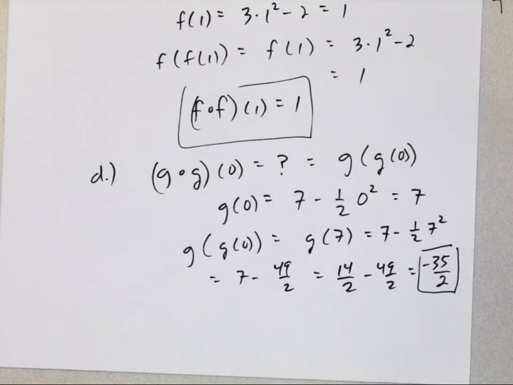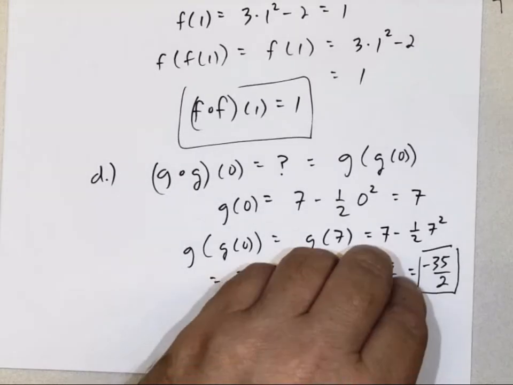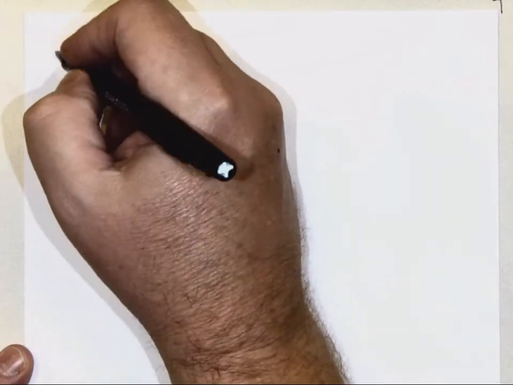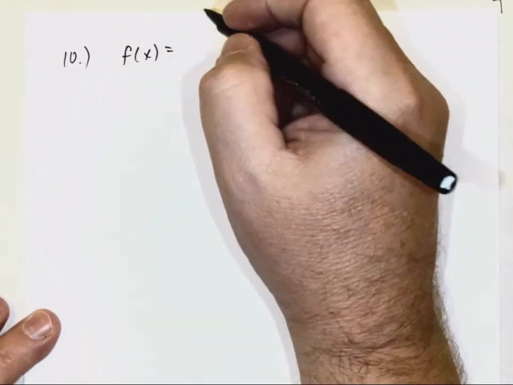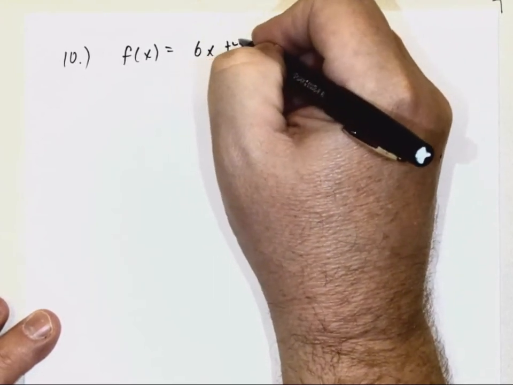All right, so that's the first problem on the review on composite functions. Let's do another one. So this will be problem 10. It's also a composite function problem. Once again, they give you two functions. Let's say f of x equals 6x plus 4.